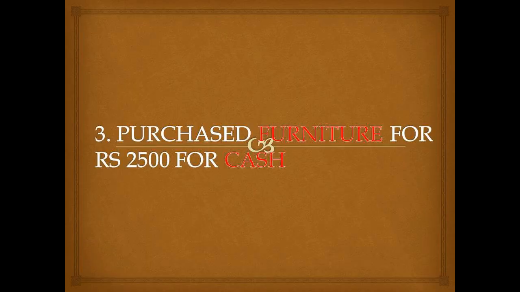Now the third entry is purchased furniture for rupees 2500 for cash. In that case, furniture and cash are mentioned. So that's why it is easy to find which kind of goods. The answer is furniture and the company paid cash.